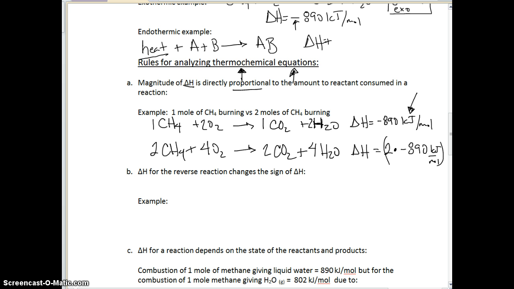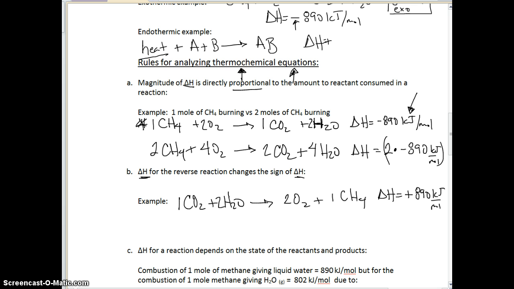Now, the second part of the rule is that delta H for the reverse reaction just changes the sign of delta H. If we take our first equation and reverse it, so 1 carbon dioxide plus 2 waters reacting to form 2 oxygens plus 1 methane molecule, we've essentially taken this reaction and reversed it. So our delta H value is going to become positive. It's going to flip around: positive 890 kilojoules per mole. The only difference between those two is that value. This is going to be an endothermic reaction, and the one up here is going to be an exothermic reaction.